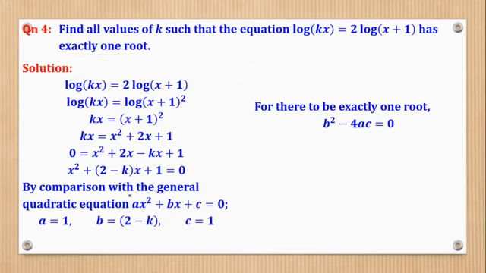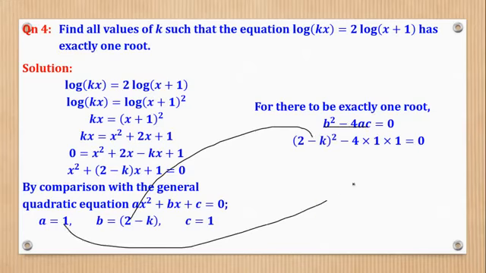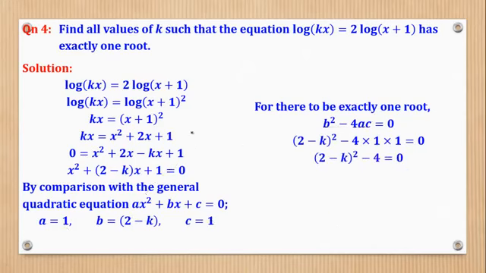And the a, b, c are got from here, because this is a general equation. A is the coefficient of x squared, which is 1. B is the coefficient of x, which is 2 minus k. And c is the one without x, and it is 1. Then I'll substitute in this condition for exactly one real root: b, put it here and square it, minus 4 times a times c. Then simplify, take this one this side, then put square root on both sides, plus or minus 2.